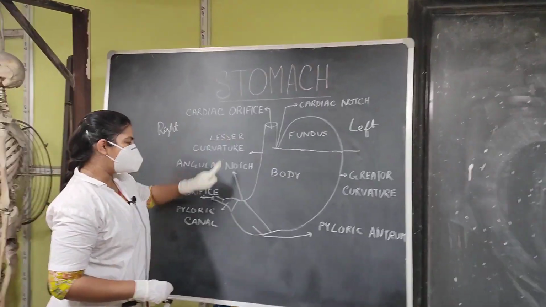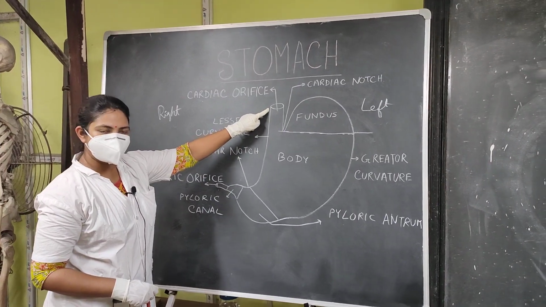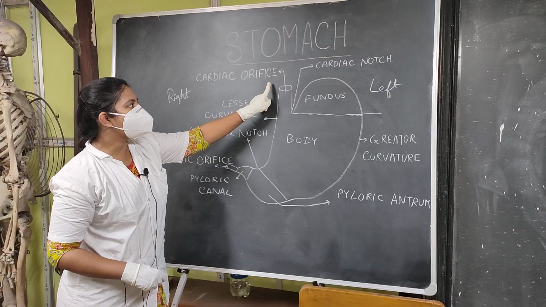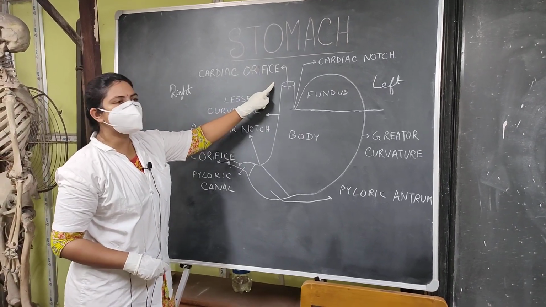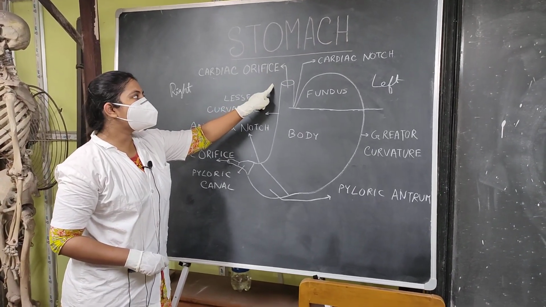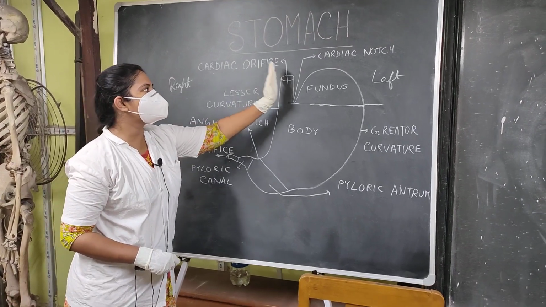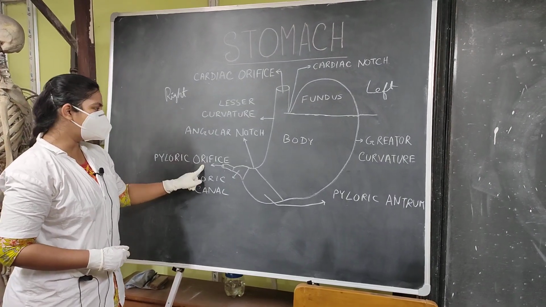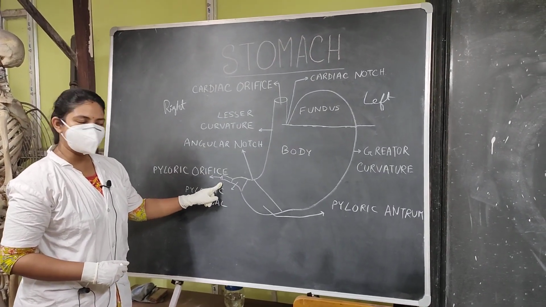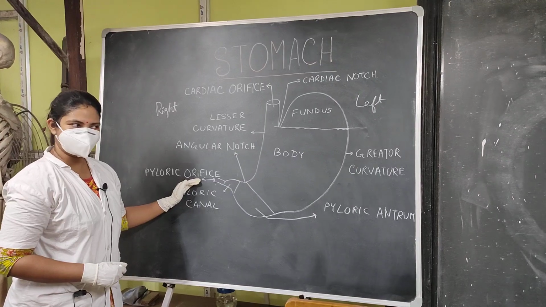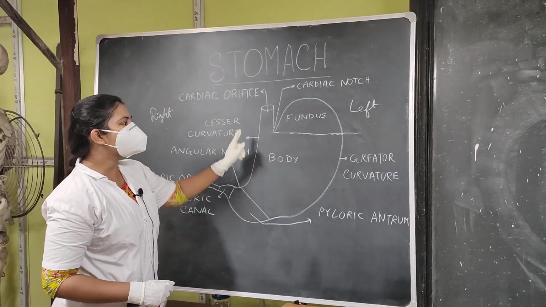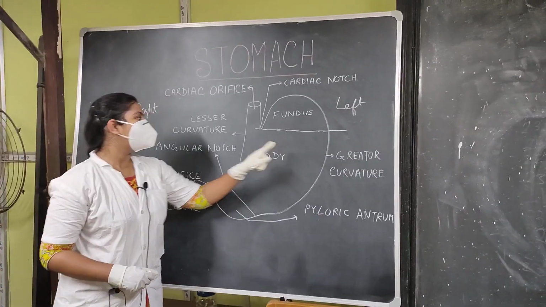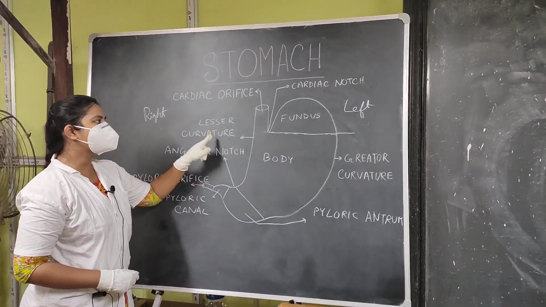It presents two ends, one is the cardiac end, another one is the pyloric end. This is the cardiac orifice. This cardiac orifice lies 2.5 centimeter towards the left of the midline. The pyloric orifice lies 1.25 centimeter towards the right of the midline. It has got two borders. One is the left border, that is the greater curvature. Another one is the right border, that is the lesser curvature.